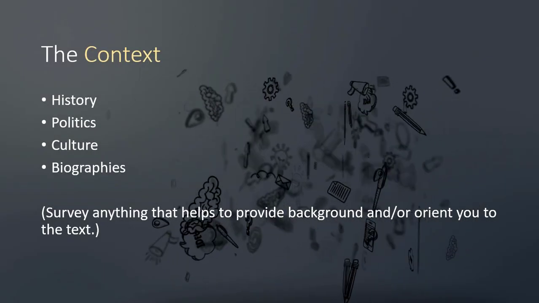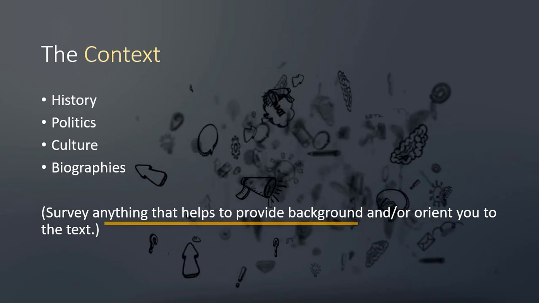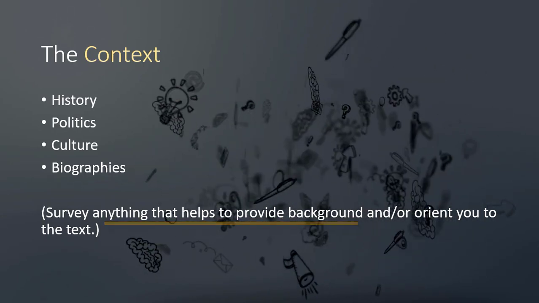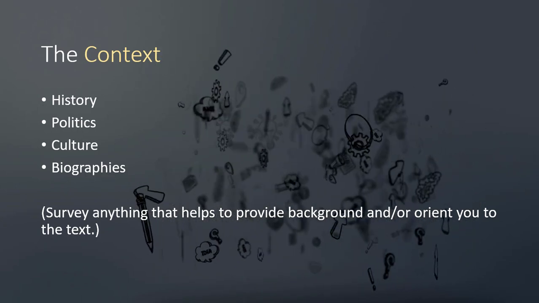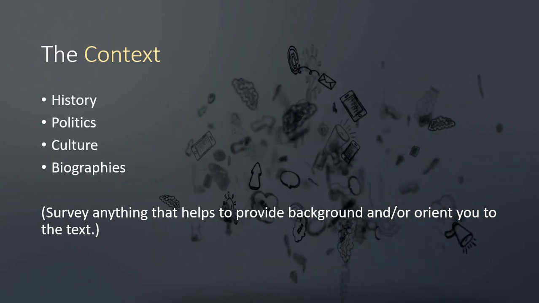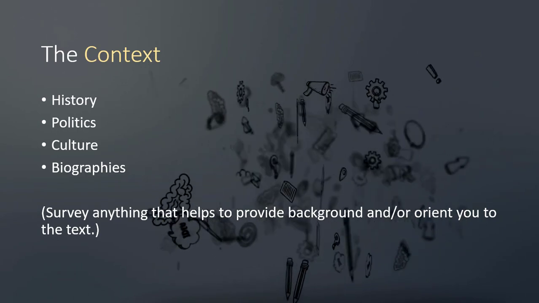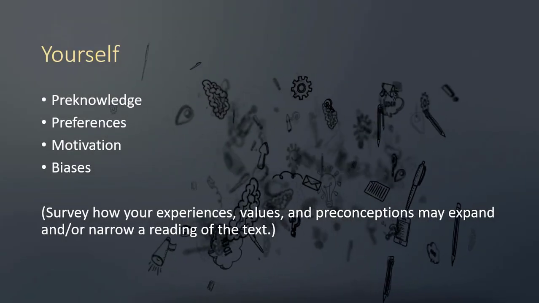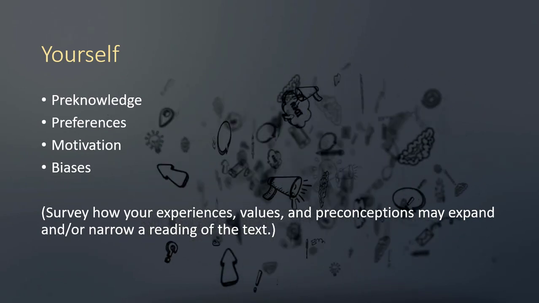When you scan the context, you should be searching for background information, which can include historical and cultural contexts, as well as the author's or artist's biography. You can find this kind of information in prefaces and introductions to texts. This is also when you should be Googling or looking things up on Wikipedia to make sure you're initially oriented to the text. Finally, when you scan yourself, you're looking for what you already know and think.